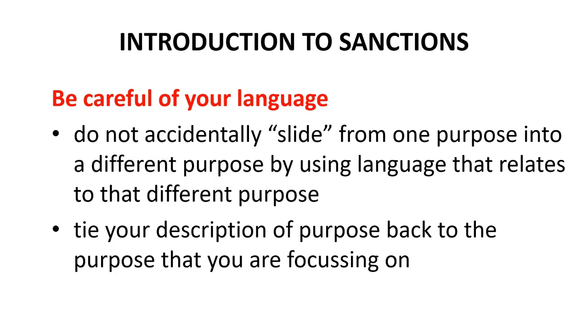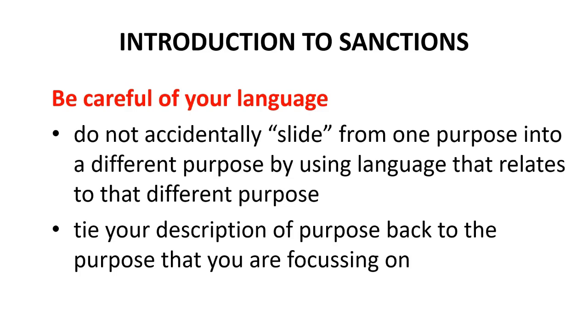For example, if you choose as your 2 purposes deterrence and community protection, then you must be careful not to refer to punishment, such as by saying that imprisonment protects the community because it punishes an offender by depriving them of their freedom. However, if you are careful to tie back your answer to the purpose that you're talking about, then you can still incorporate other purposes.